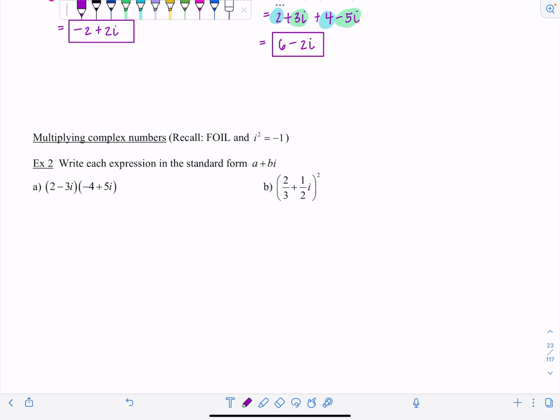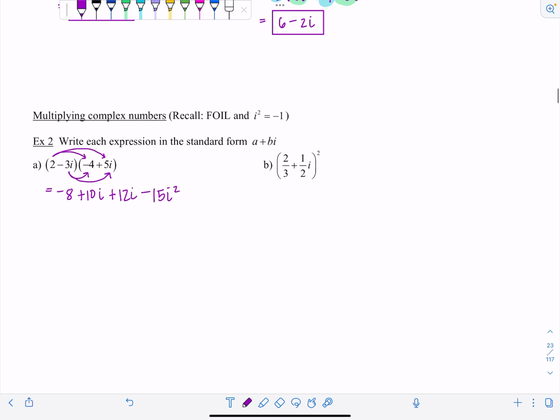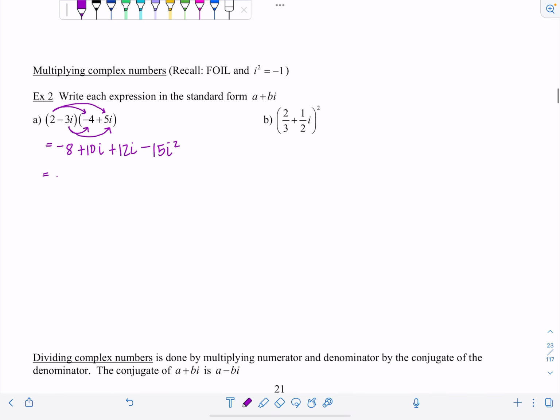So here we go. We've got 2 times -4, that's -8. 2 times 5i is plus 10i. -3i times -4, that's plus 12i. And then -3i times 5i, that's -15i squared. Voila. All right, so let's go through and simplify further. We've got -8. These two terms here are like terms, so I have plus 22i.